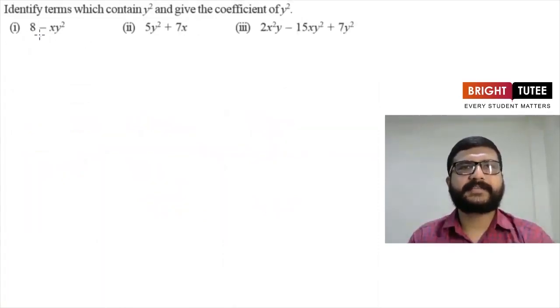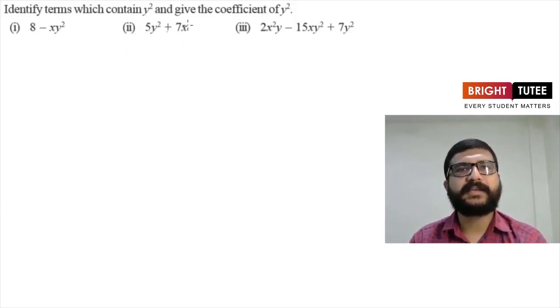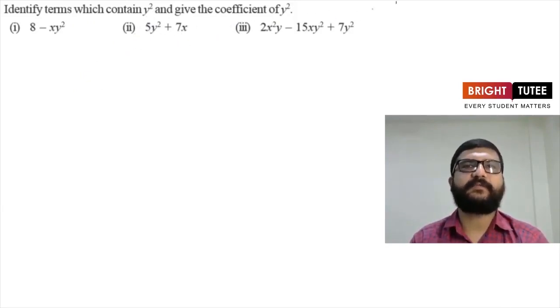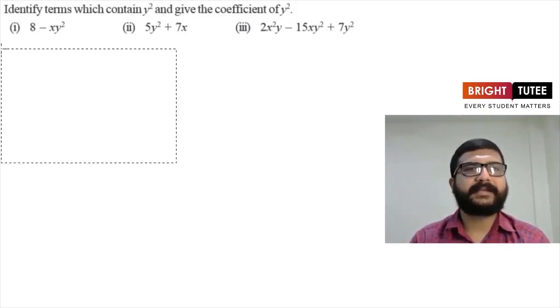Now here is the next question. The question is identify terms which contain y square and give the coefficient of y square. So here this question is exactly same as the previous one. In that what we were doing, we were identifying terms which contain x and then we have given coefficients of x. Now here we have to identify terms having y square and then we have to give coefficients of y square here. So again we can form a table here like this.